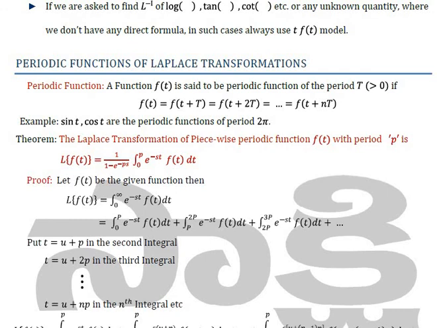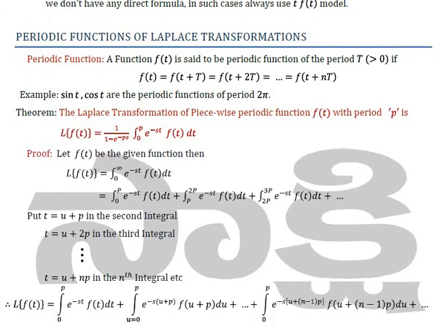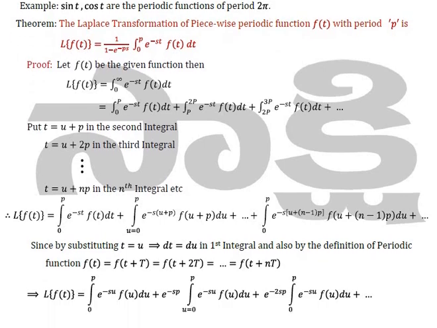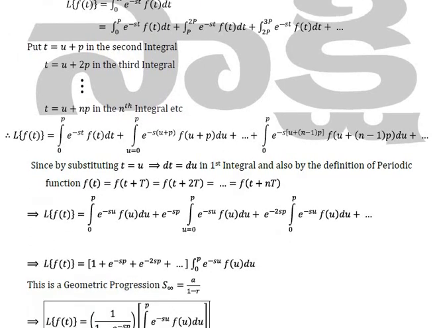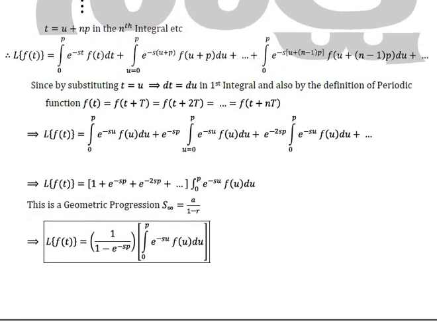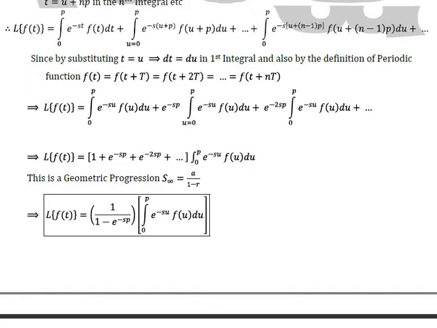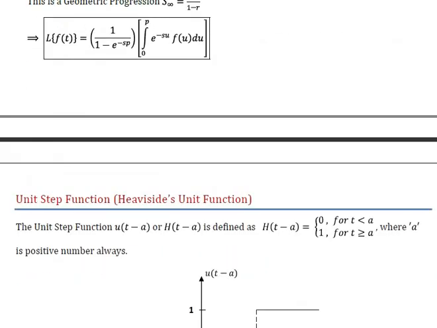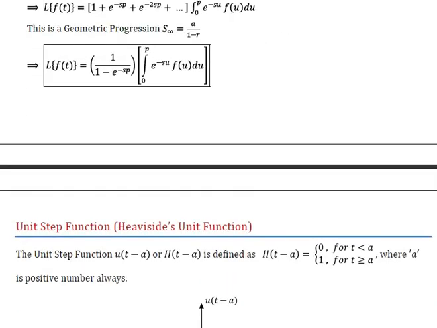The Laplace transform of a piecewise continuous periodic function f(t) with period T is L of f(t) equals 1 by (1 minus e to the power minus Ts) times the integral from 0 to T of e to the power minus st f(t) dt. The proof is not necessary. So if possible, try to find a problem by using this theorem, but no problem is given here.